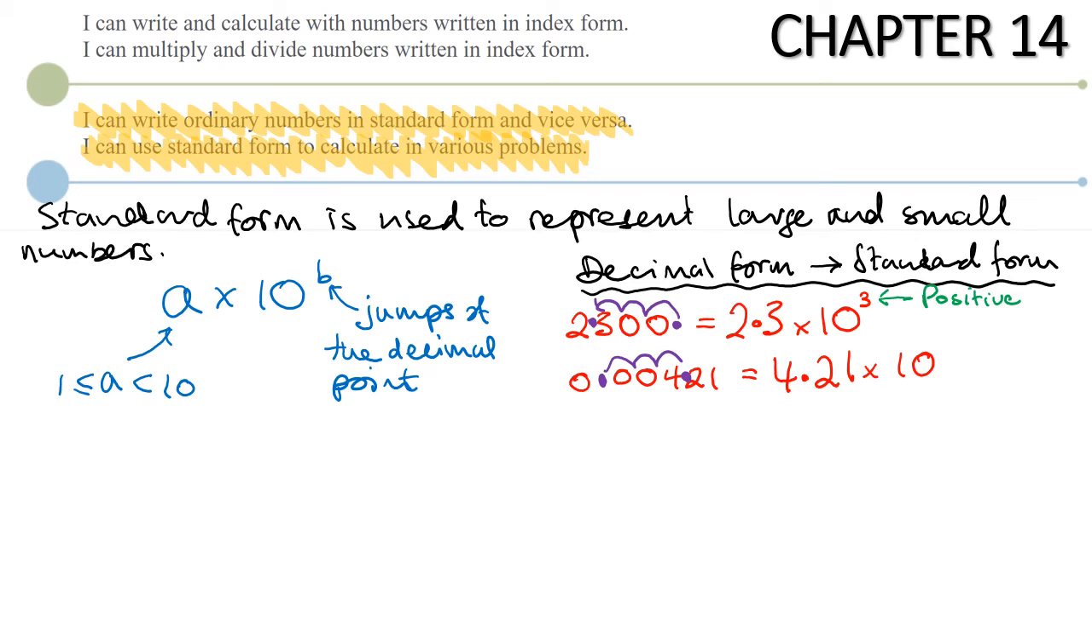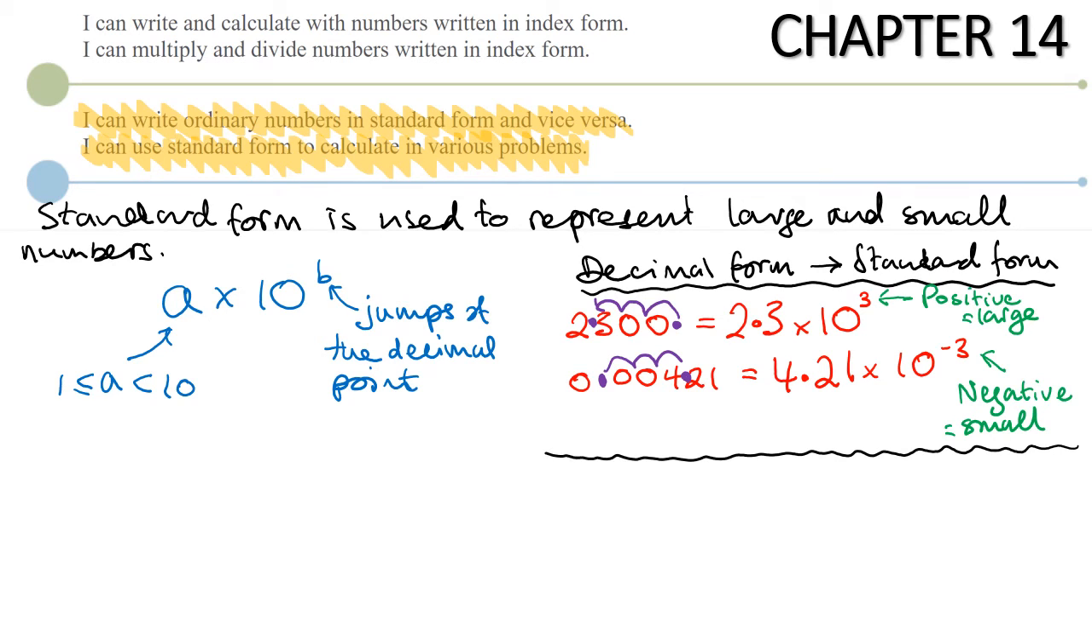Now, I know it's 3 jumps, but it's negative because it's a small number, a decimal number. So negative powers for small numbers, for those decimals, and positive powers for those large numbers, those numbers bigger than 1. Any number smaller than 1, a decimal number, has a negative power. So that is converting decimal form to standard form. Now let's do the opposite, which is converting standard form to decimal form. So this is the opposite to what we did.